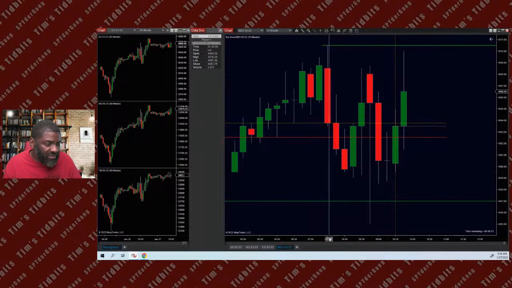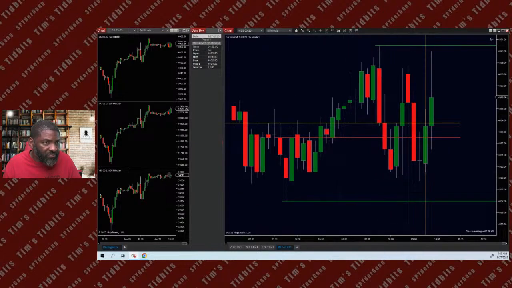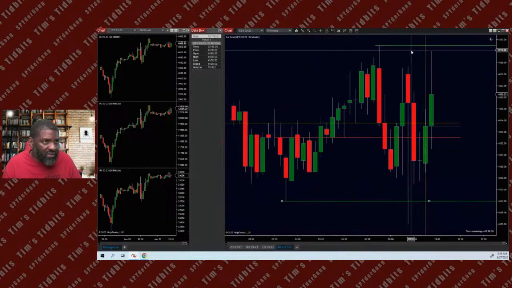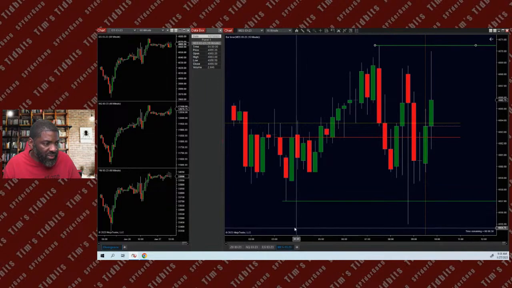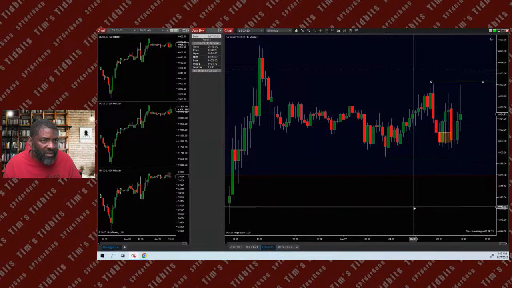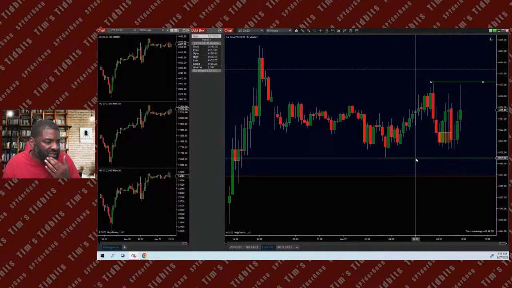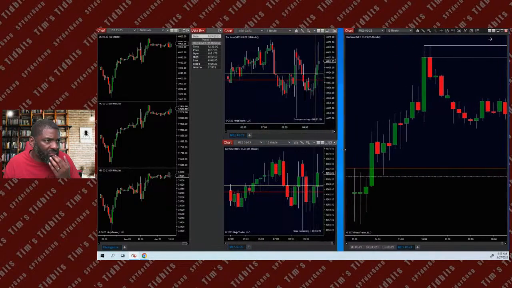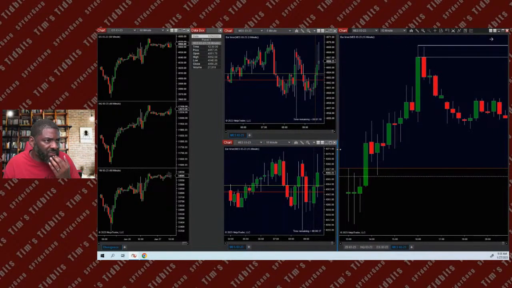These 15-minute candles right here. I'm just going to watch it on the ES for today because everything is a little bit skewed. As you see when I paste that in there, if I watch it on the ES, I won't have a chance to watch all the charts at the same time.